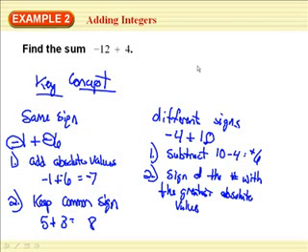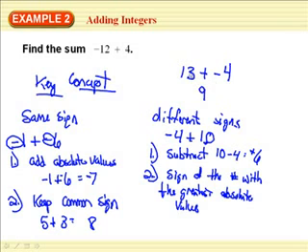Okay, so let's do another example for different signs. Let's do 13 plus -4. So you look at them and you say, oh, the signs are different. This one's positive and this one's negative. So you subtract the numbers. 13 minus 4 is 9.